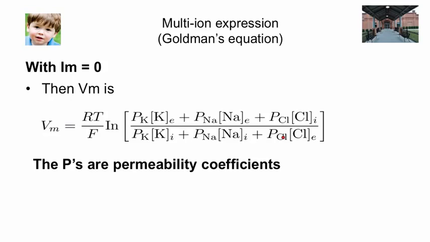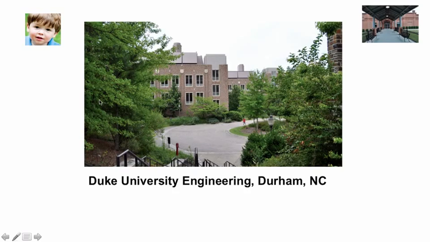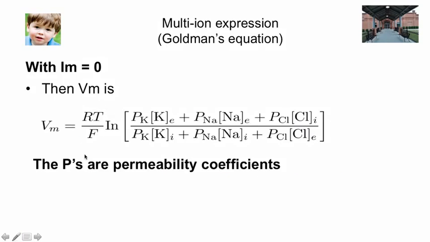Once again, the mystery factor RT over F shows up as our coefficient, or if you will, our scaling factor. So it's essentially Vm is 26 millivolts times the ratio of these concentrations, each multiplied by their permeability. Thank you for your attention. We'll go on to the next segment.